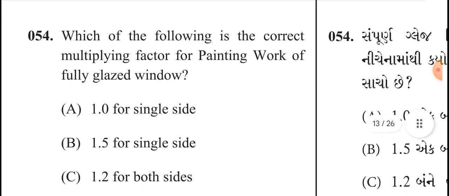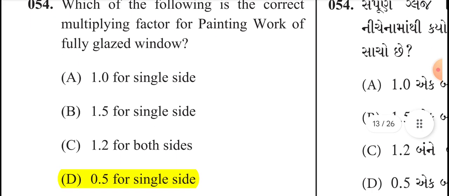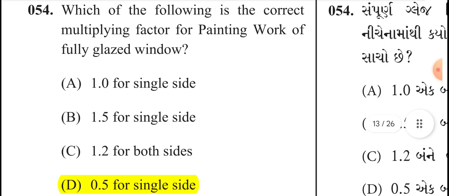Which of the following is the correct multiplying factor for painting work of a fully glazed window? 1 for single side, 1.5 for single side, 1.2 for single side, 0.5 for single side. So the multiplying factor for painting work of a fully glazed window is 0.5 for a single side. Okay.